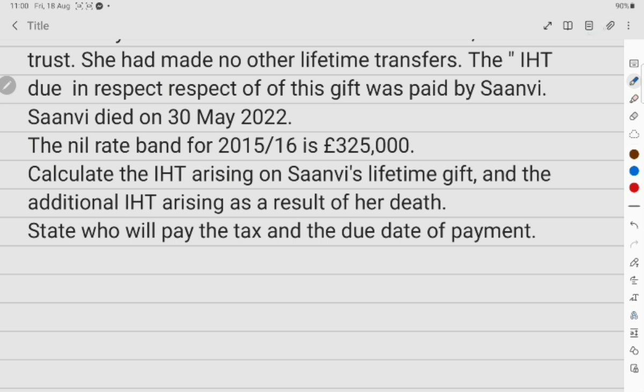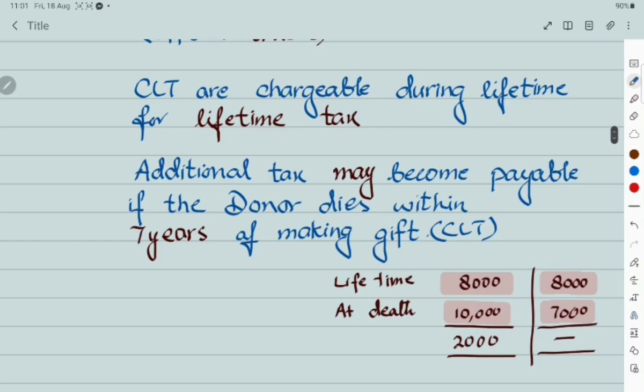So remember one point we have considered earlier. This is the point that additional tax may become payable if the donor dies within 7 years of making a CLT. If the donor has transferred some chargeable lifetime transfer during his life and then within 7 years the donor dies, then it might be possible that additional tax becomes payable. So how is it to be payable? If the lifetime charge is 8,000 and at death the charge calculated is 10,000, then additional 2,000 has to be paid. So this is what we have to consider in the question of Sanvi.